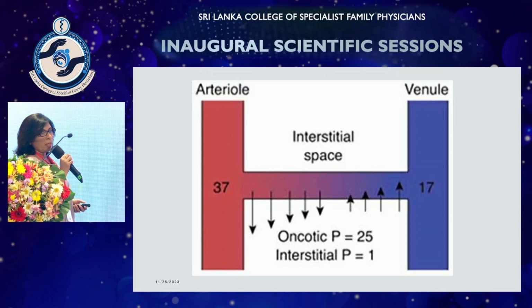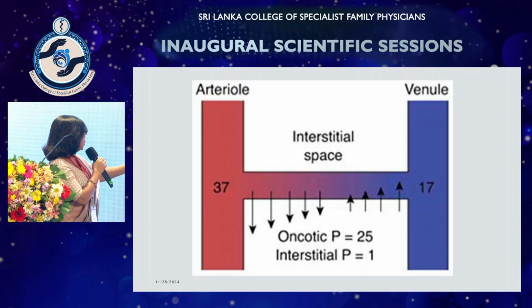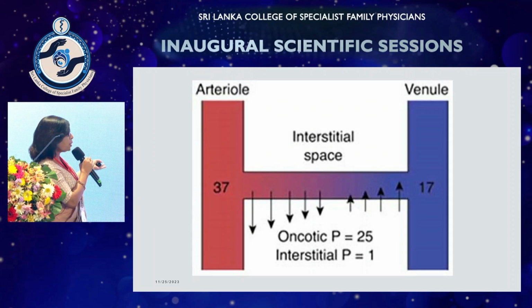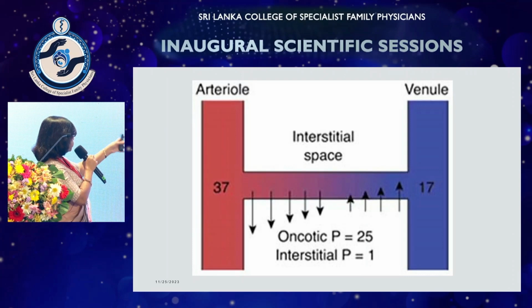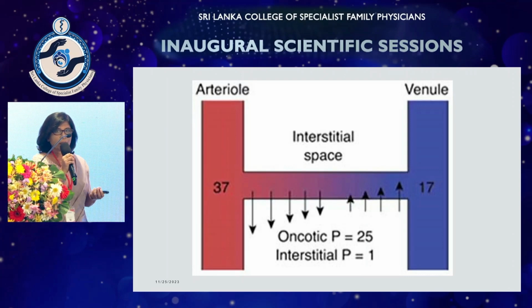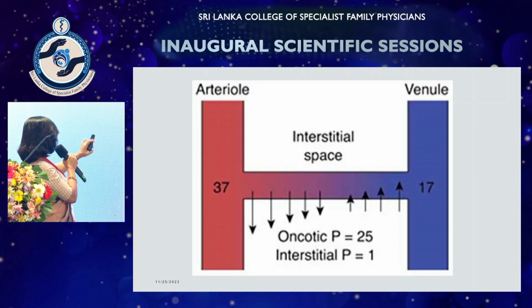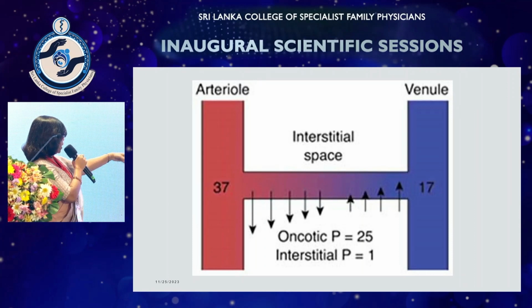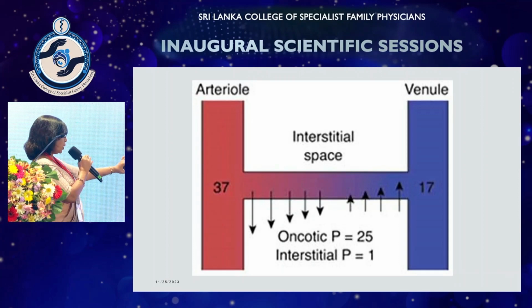Yeah, this is the way. This is the arterial end and this is the venular end. The hydrostatic pressure in the arterial end is very high. But anyway, this is how the balance works, you can do a minor mathematics there. At the arterial end, the hydrostatic pressure is 37, while the oncotic pressure and the interstitial pressure are 25 and 1, altogether 26.